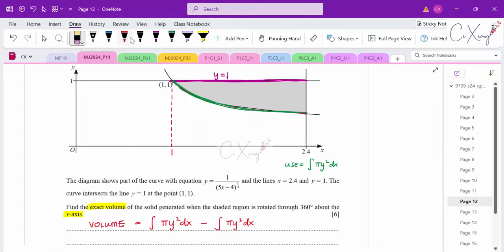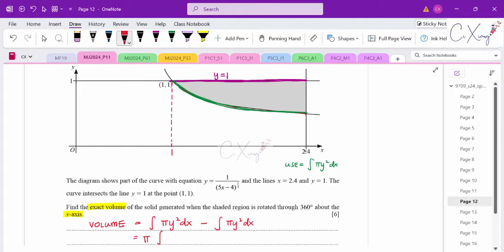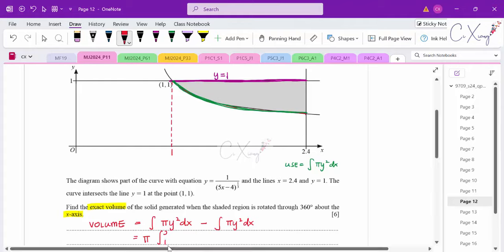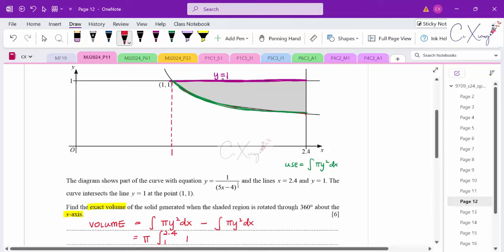Okay, all right. So let us start. For the integration here, both terms have pi, so I prefer to take it out. For both terms, the limit starts from 1 until 2.4. So the integration limit will be 1 until 2.4. This is where your area starts and where your area ends. For the first y squared, I want to substitute the equation of y for the horizontal line. This horizontal line has y equal to 1, so y squared means 1 squared. Minus, you copy the minus.